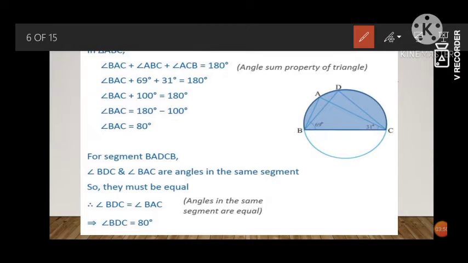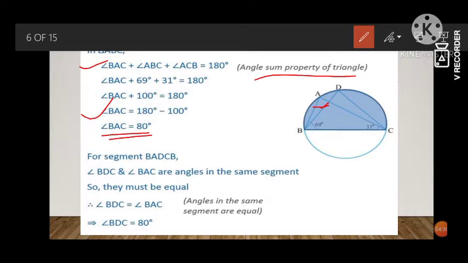So first we will consider the triangle ABC. By angle sum property of a triangle, we will get angle A plus angle B plus angle C is equal to 180 degree. So angle B is given as 69, angle C is given as 31. If we substitute the values and solve for angle BAC, that means this angle, we will get 180 minus 100. So angle BAC is equal to 80 degree.